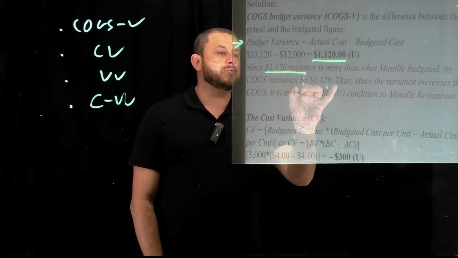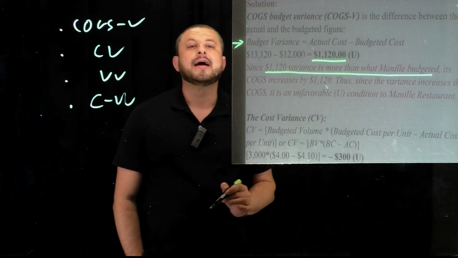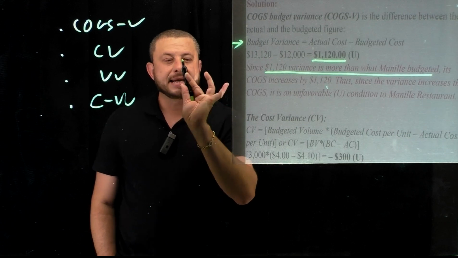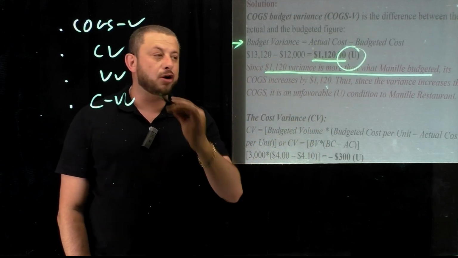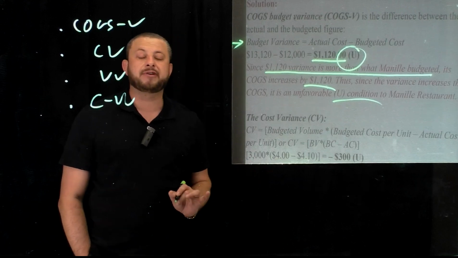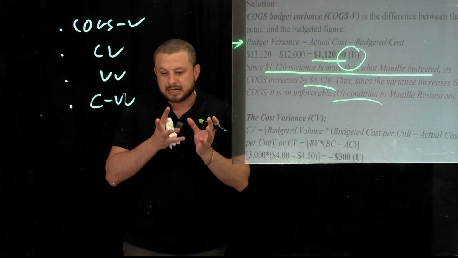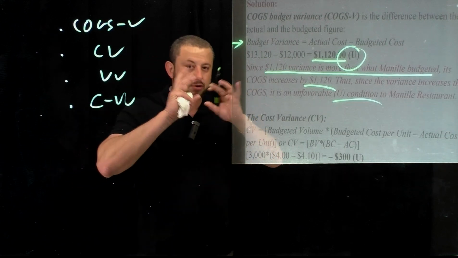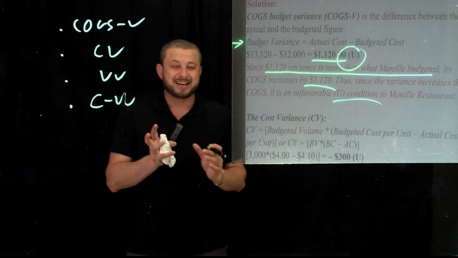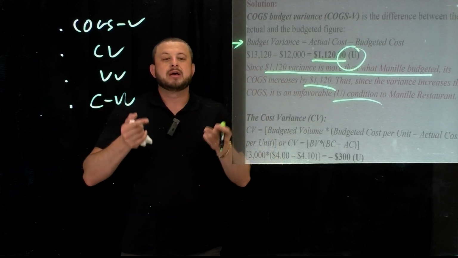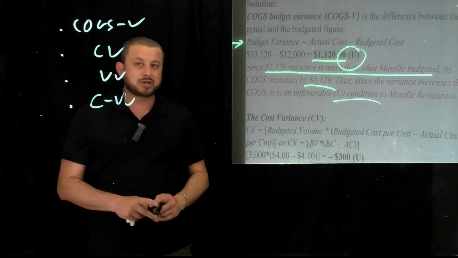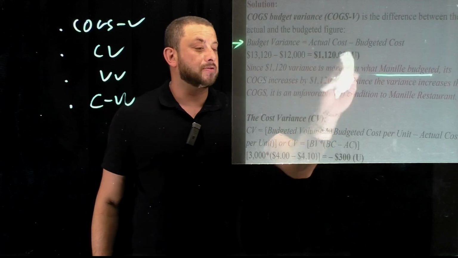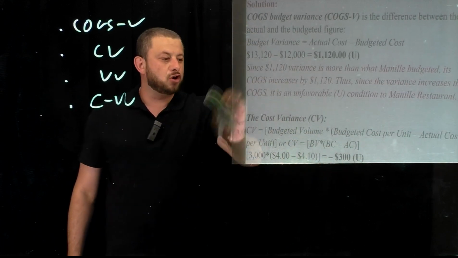Since the $1,120 variance is more than what Maniel budgeted, if actual exceeds the budget for expenses, it will produce unfavorable results. By how much? By $1,120. That's why we have the unfavorable condition for Maniel Restaurant. So it is the opposite of revenue variances right now. Keep that in mind. Again, if you don't remember how, you always go back to the Bible table. Take a look at the conditions and then analyze if it's favorable or unfavorable, guys. So please don't forget.